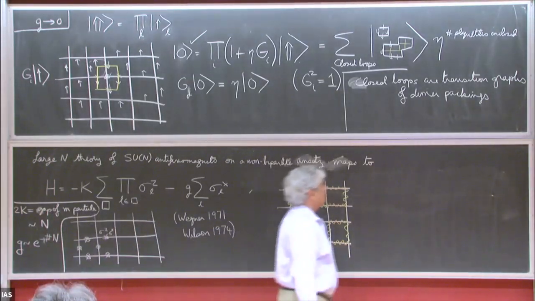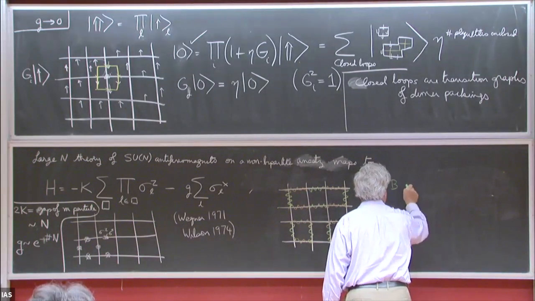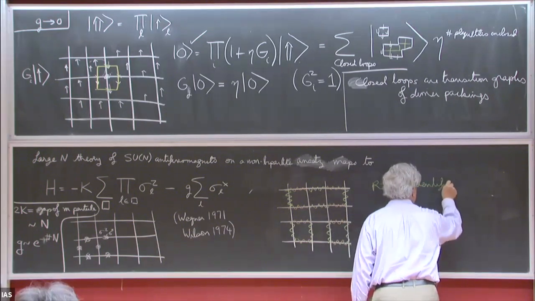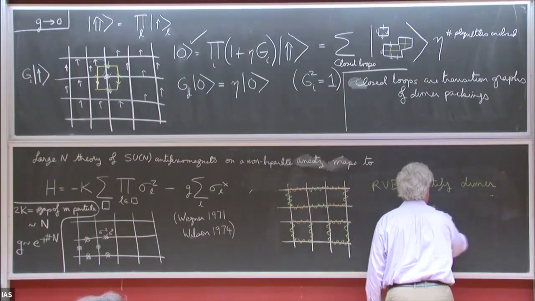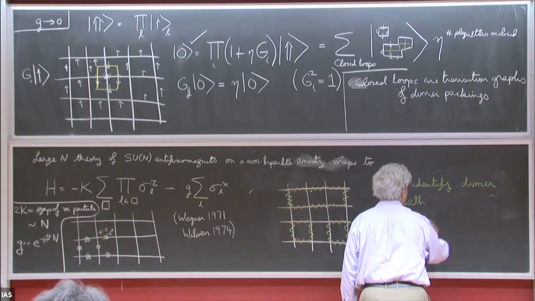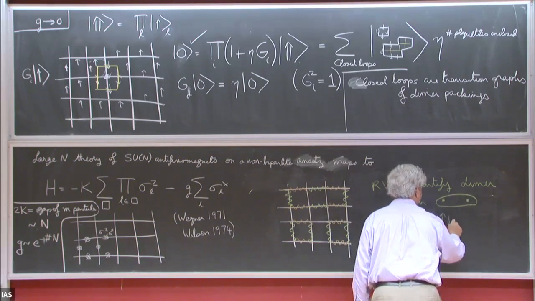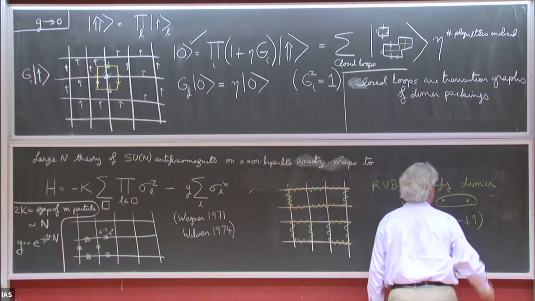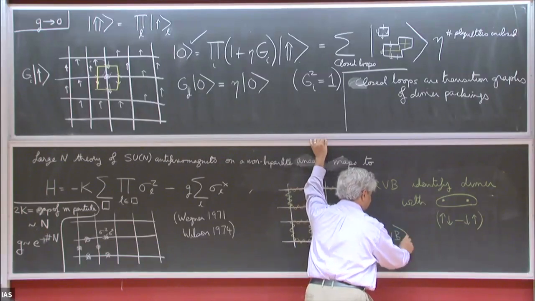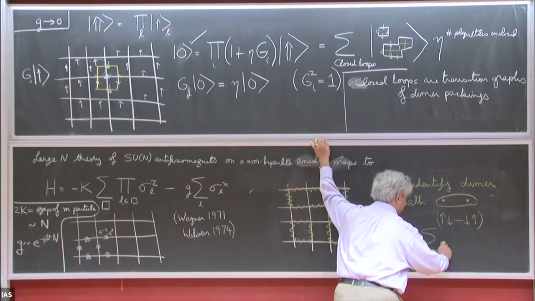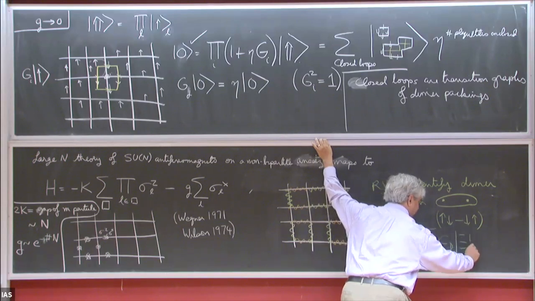All right, and then to Juan's point, now we can see the connection to RVB. RVB is exactly where you identify the dimer with a singlet of the electrons of the original spins. So up, down, minus, down, up. So this was the original ansatz of Anderson, which I wrote down a few lectures ago, a sum over dimer packings with some coefficient CD, a dimer covering of the lattice.